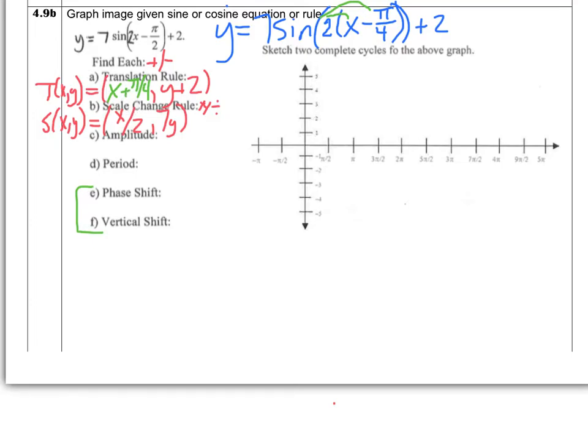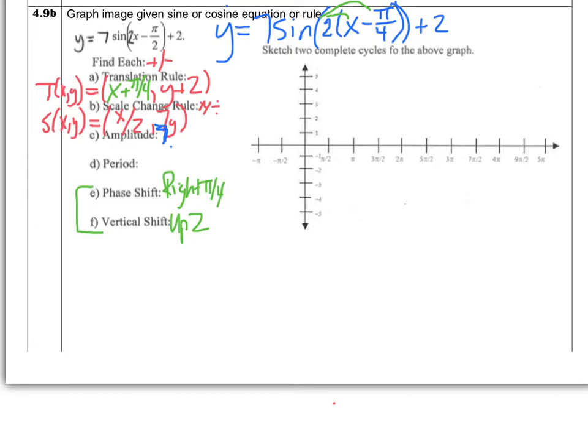So on here we're going to go right pi over 4. And then for this one it's y plus 2, and on the y-axis plus would be up 2. Now the amplitude and the period, they come from the stretches, so let's do the amplitude first. Here it comes from the y, so the amplitude of the humps is going to be 7 units high.